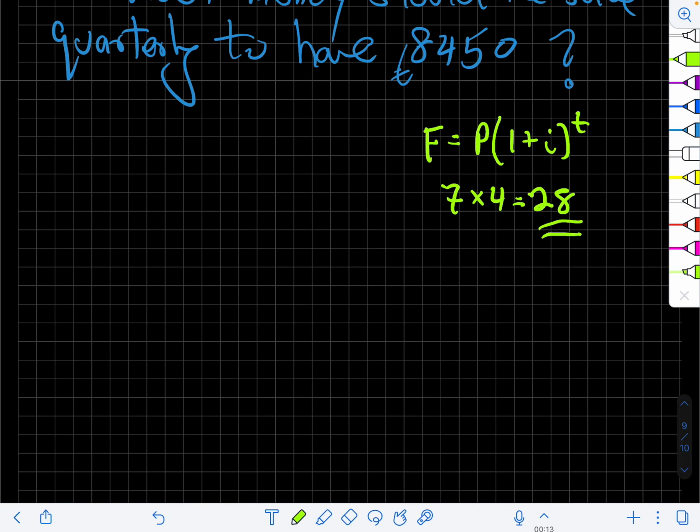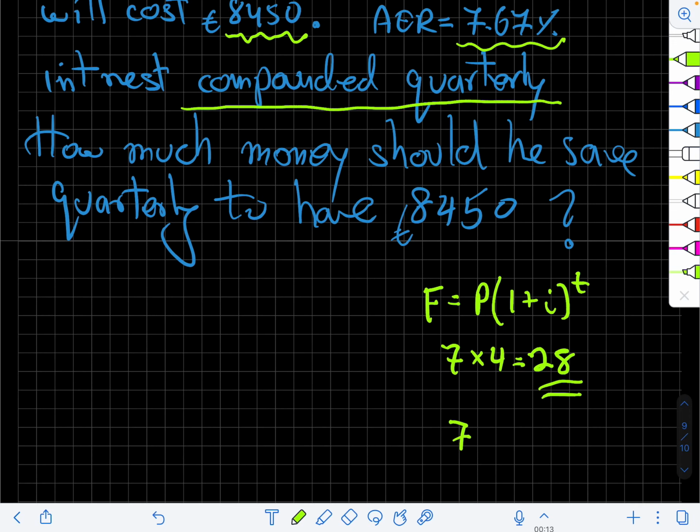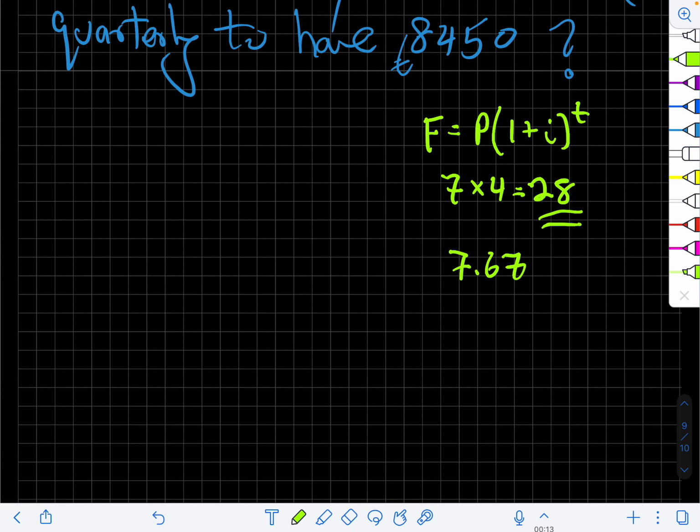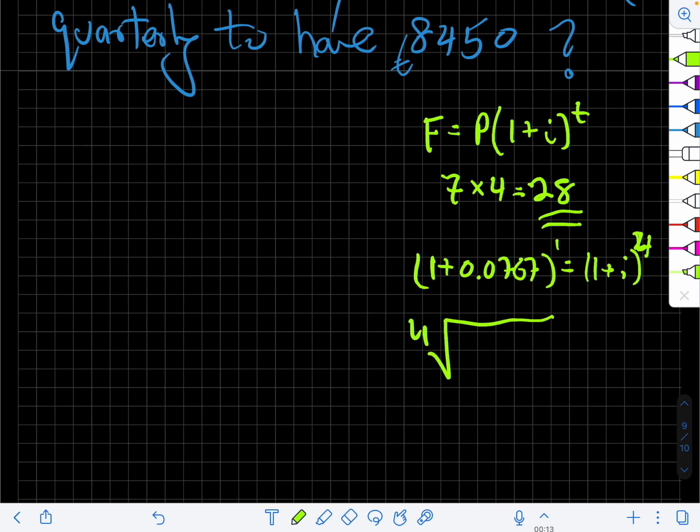Now, our interest rate is given annually, and the interest rate is 7.67. So we need to calculate the equivalent quarterly interest rate. So 1 plus the interest rate to the power of 1 needs to be the same as 1 plus the quarterly interest rate to the power of 4, because we have 4 quarters in a year. So the fourth root of 1.0767, take 1, will give us the interest rate. In this question they're asking us to do 4 significant figures, and that will give us 0.01865.